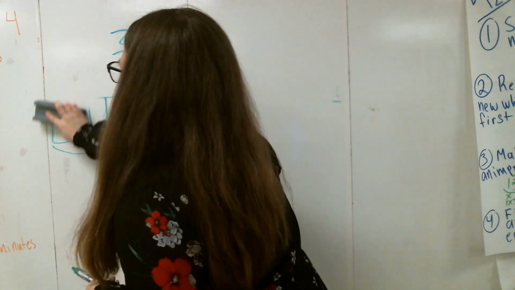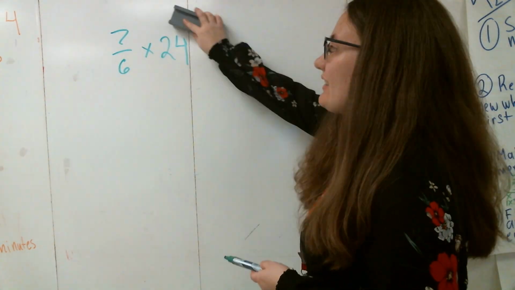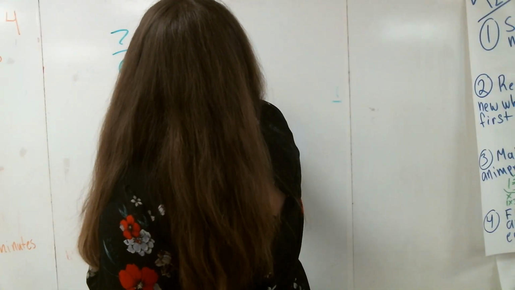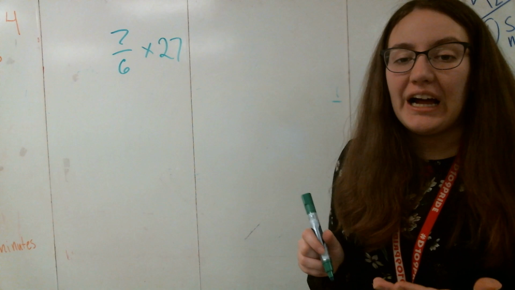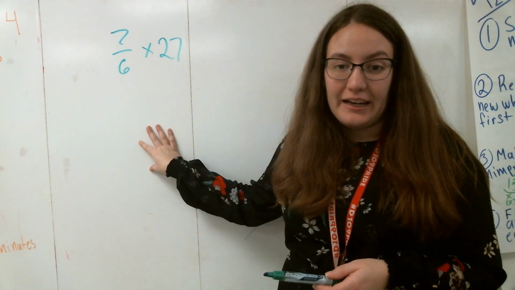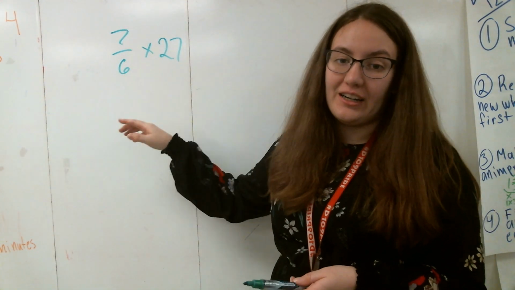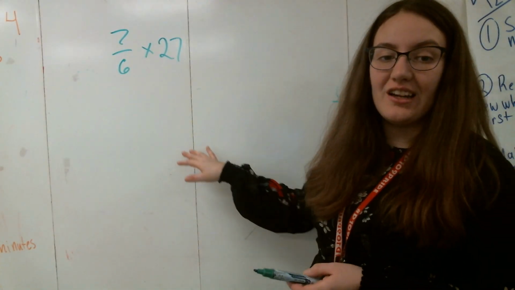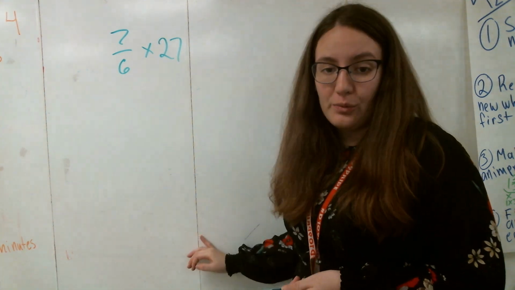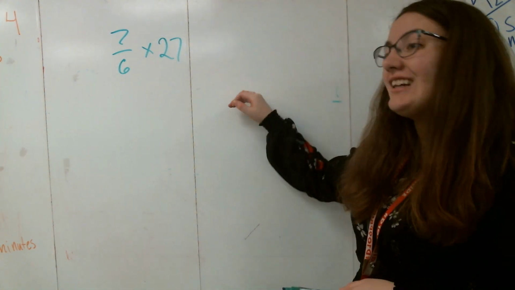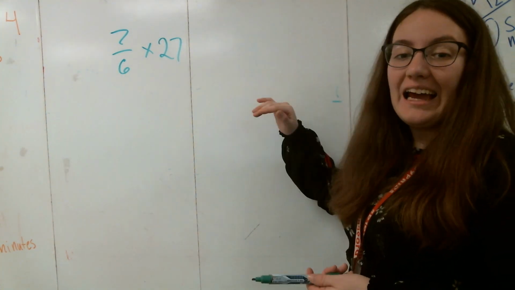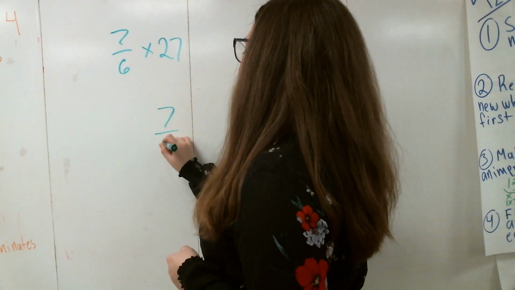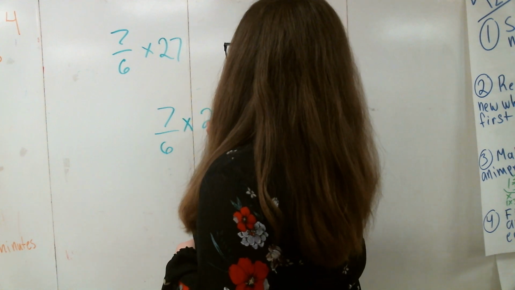So now the problem that I have is 7/6 times 27. And again, this is the kind of problem where you're not going to want to do a tape diagram for it because your numerator is larger than your denominator. You're not going to want to just set up a multiplication problem and do the work from there without simplifying. You're definitely not going to want to do a repeated addition problem for this. So the easiest way to do this is to simplify it and then solve.